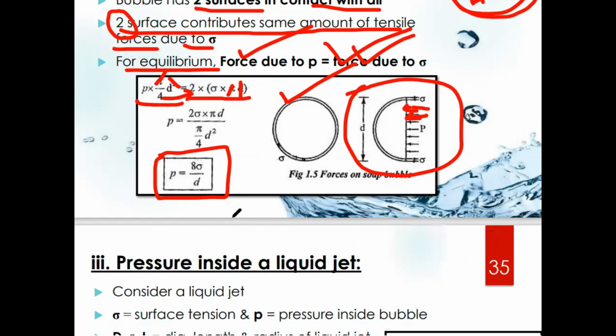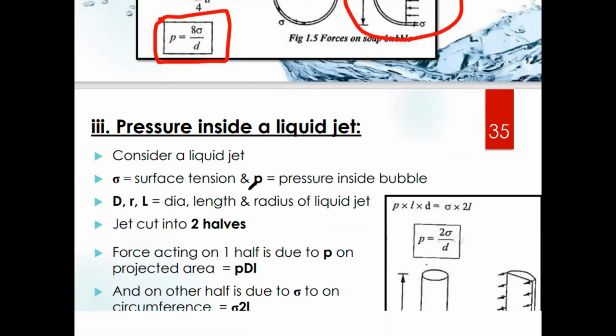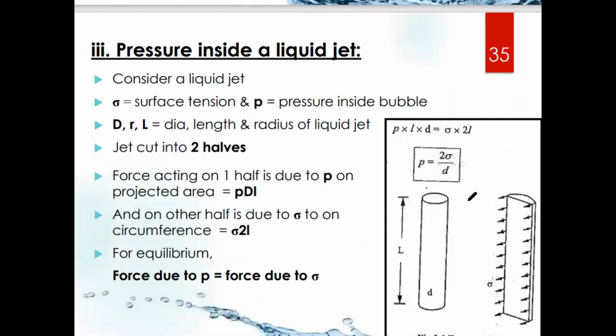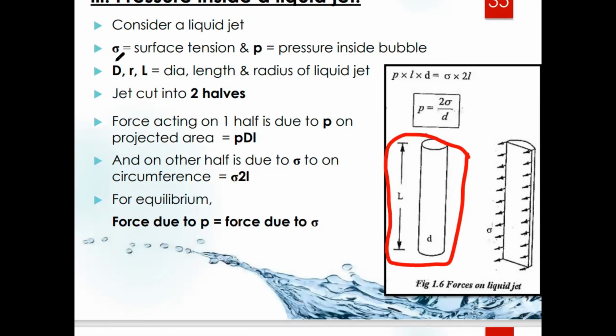So the last case is pressure inside the liquid jet. Here we'll consider the liquid jet, you can see in the figure. To derive the pressure equation for a liquid jet, we'll consider a liquid jet of length L and diameter D. So here sigma is the surface tension and P is the pressure inside the jet, and D, R, L are the diameter, radius and length of the liquid jet.